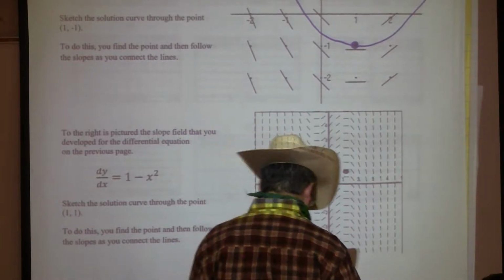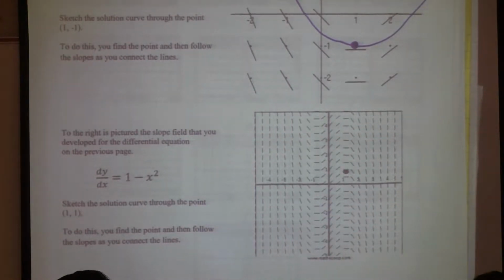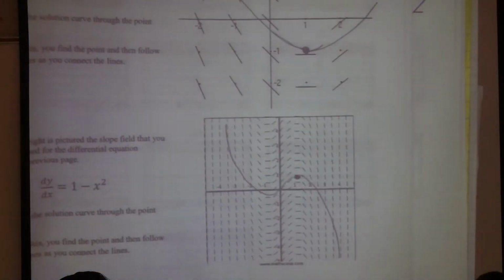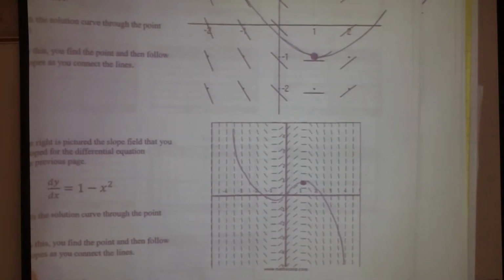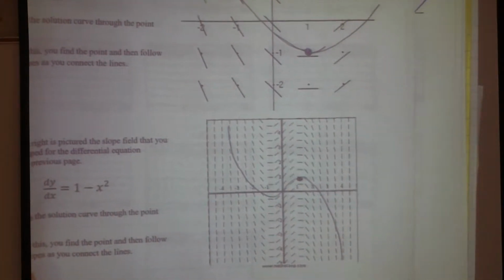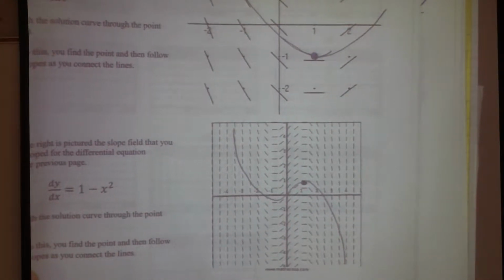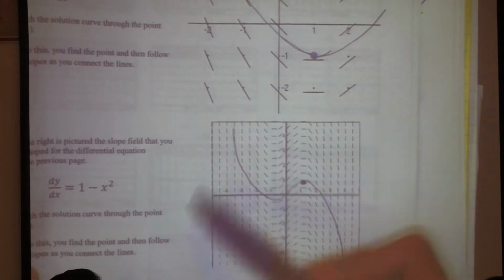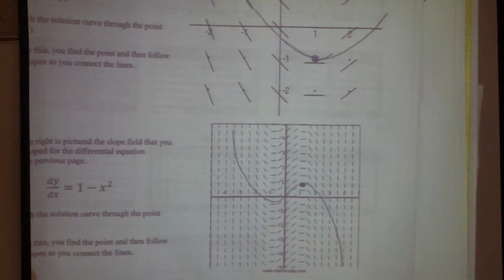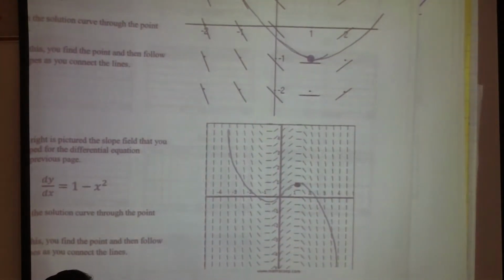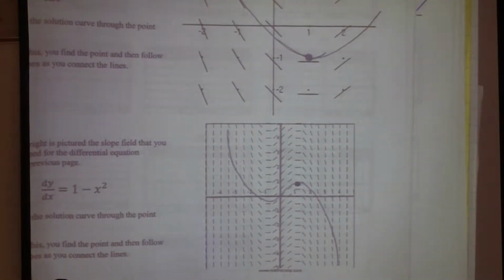So let's see, will we get credit for this one? Does it meet the guidelines? Did it pass through the point? Yes. Did it extend all the way throughout the graph? Nope. Missed it. Wrong. Just kidding. Okay, make sure you go all the way, okay? And no arrows. We good?